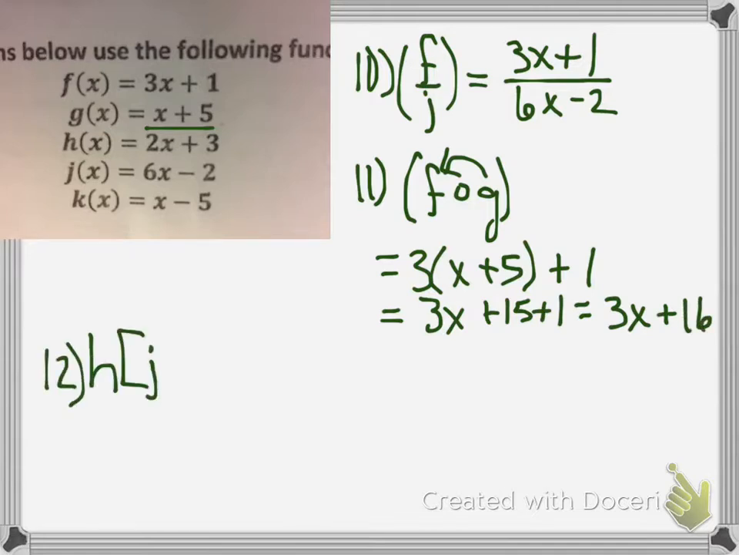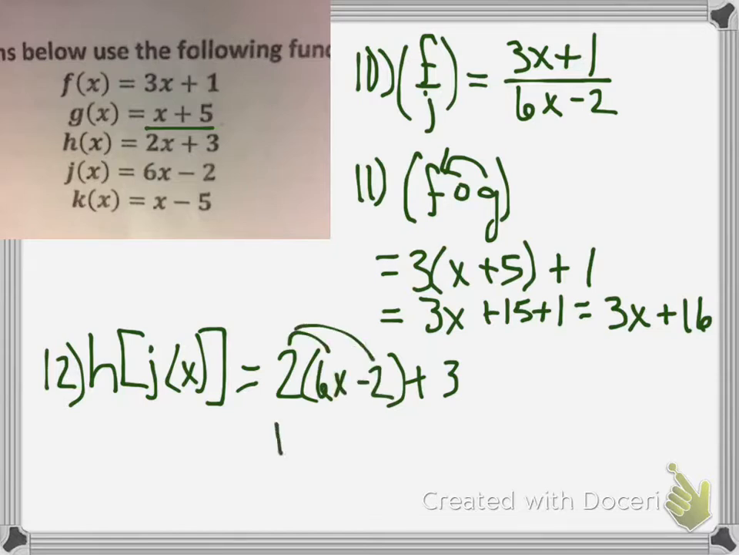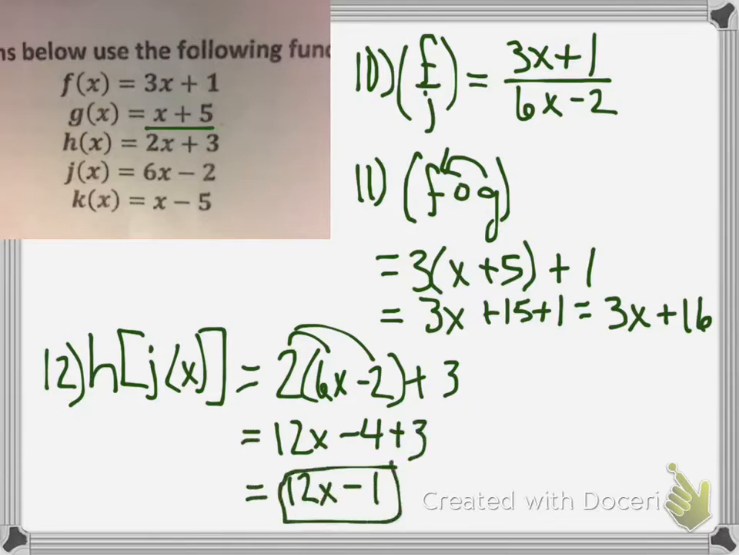And then on 12 is basically the same thing, but I'm going to change it up to be 2 parentheses plus 3, and in that parentheses I'm going to put the j, which is 6x minus 2, and again distribute, and then combine your like terms, which in this case would be negative 4 and 3, which would give me negative 1. And that's all you got to do on those.